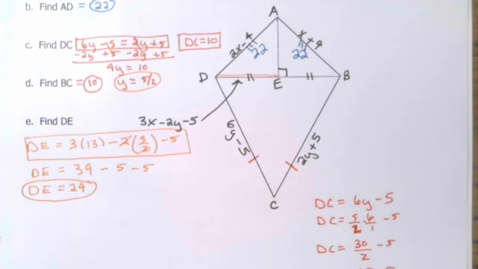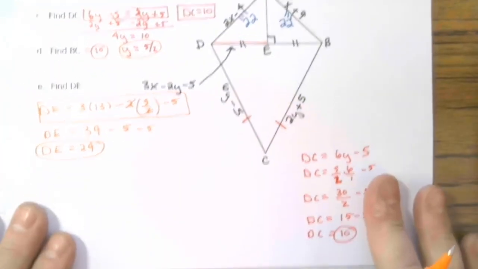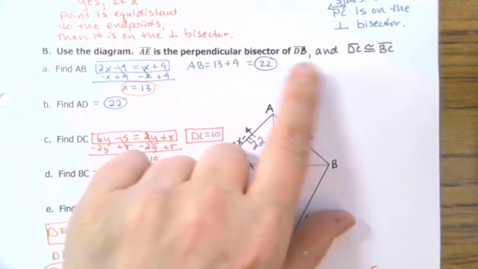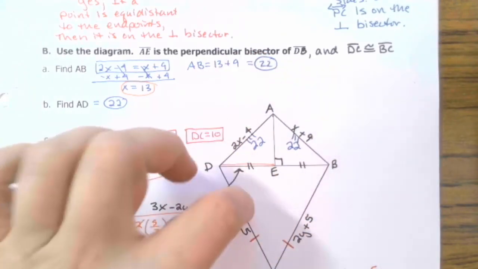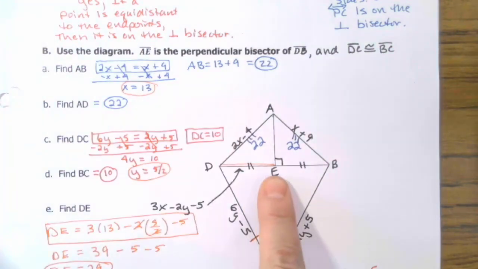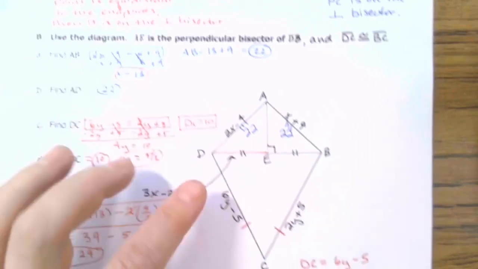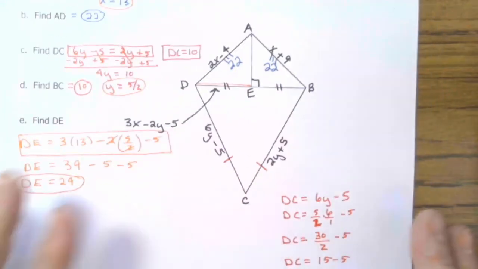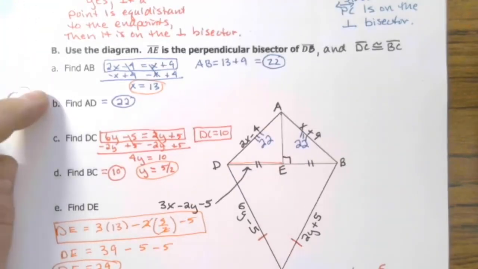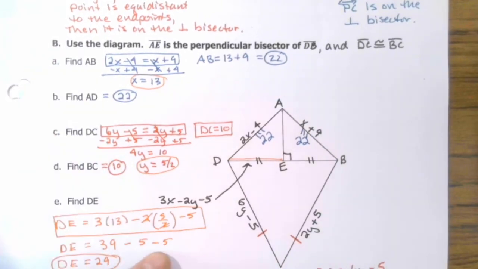DE is 29. So sometimes on these drawings, you always want to read the directions and mark what they tell you on the drawing. So if it's the perpendicular bisector, mark it as perpendicular, mark the bisection. When these two sides are congruent, mark them as the same, because your answers to the beginning questions will oftentimes help you on the questions afterwards.